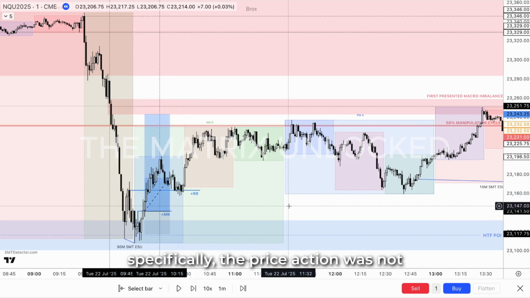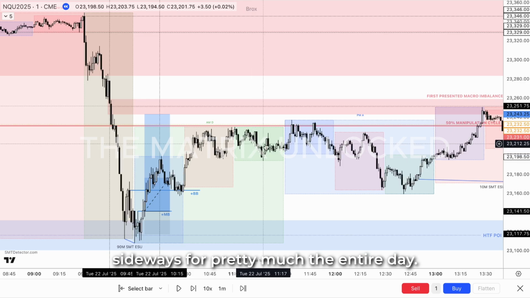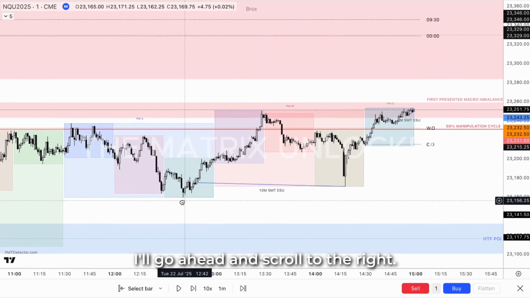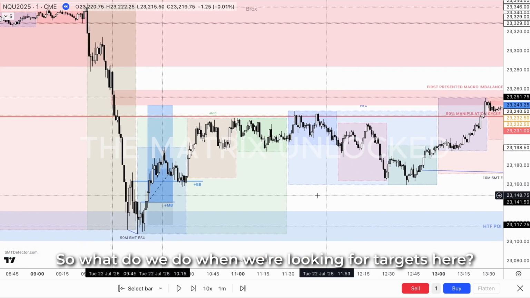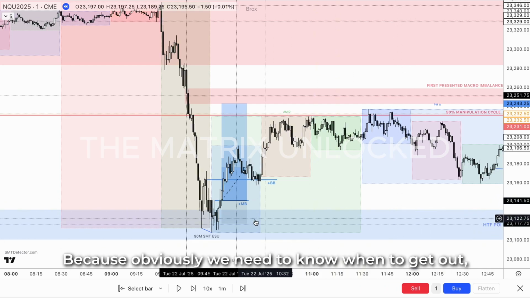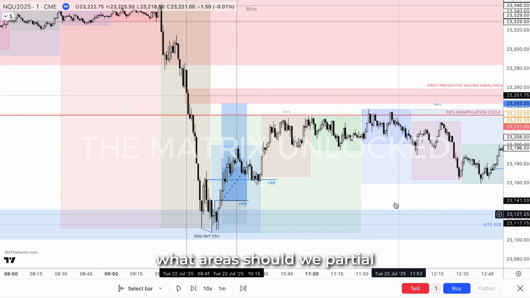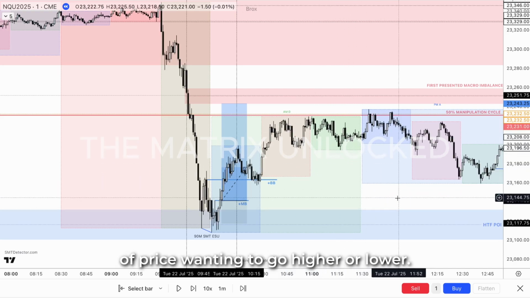As for this day specifically, the price action was not the best. As you can see, price went sideways for pretty much the entire day. If I go ahead and scroll to the right, it kept going like this until market close. So what do we do when we're looking for targets here? Because obviously we need to know when to get out, what areas should we partial, and what area should we monitor in terms of price wanting to go higher or lower.